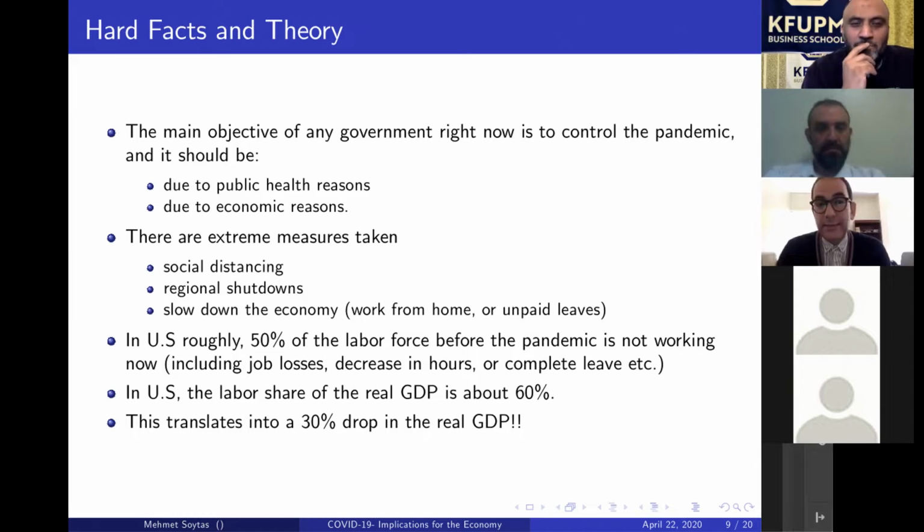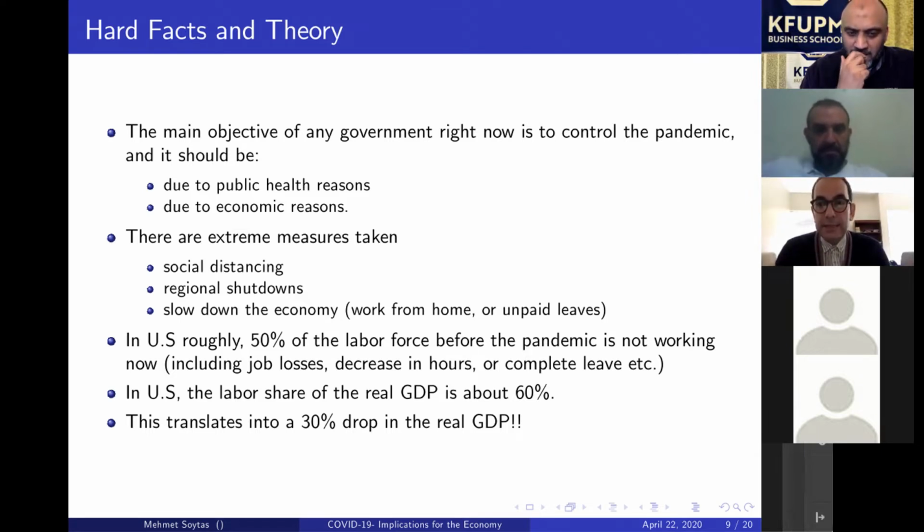Because there are very extreme measures taken, so social distancing that we are kind of repeating a lot, and people are trying to keep that. And there are regional shutdowns, even country-wide shutdowns, curfews, and we are trying to keep people at home and slow down the economic activity, right? So we don't want people to go shopping, to trade. That affects every part of the economy.